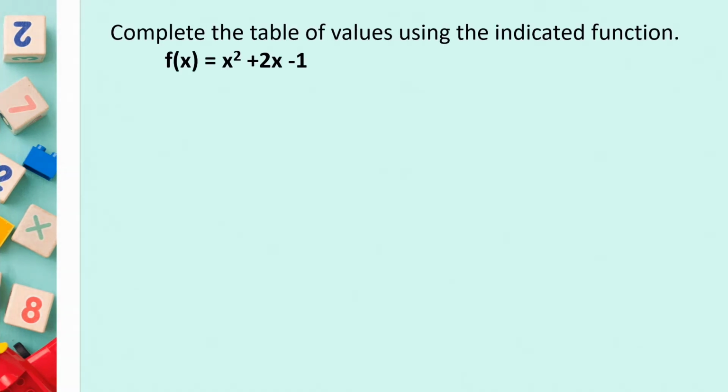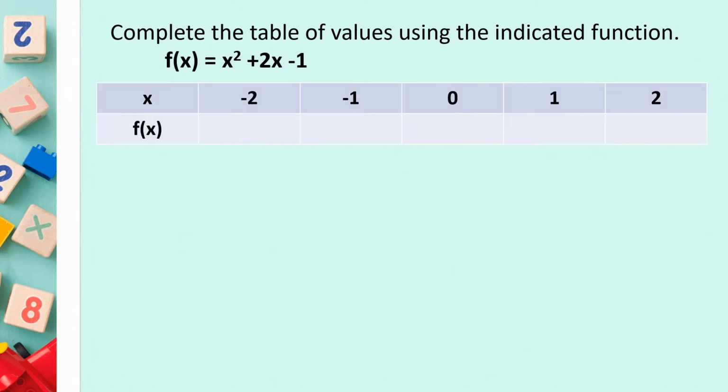First, you need to know that table of values are represented with the value of x and y or f of x. For this example, we have f of x is equal to x squared plus 2x minus 1. To complete the table of values, all we need to do is to substitute the value of x to the given equation to get f of x.